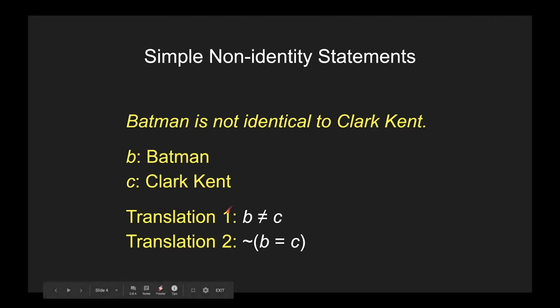Your textbook tends to use this identity sign with a slash through it for non-identity, but you could also use this negation in front of an identity sign right here in translation 2. Either of these would be equivalent to each other. They both say that the object referred to by b, Batman, is not identical to the object referred to by c, or Clark Kent. In other words, those are two different individuals or two different objects.